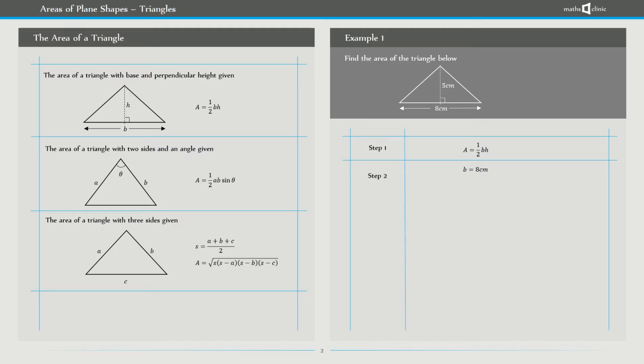We have that our base is 8 centimeters and our height is 5 centimeters, and we can then go ahead and impute these into our formula. Basically what we have is A equals 1 over 2 times 8 times 5. Okay, and then we end up with A as 20 centimeters squared. It's that simple. There isn't really much to it.